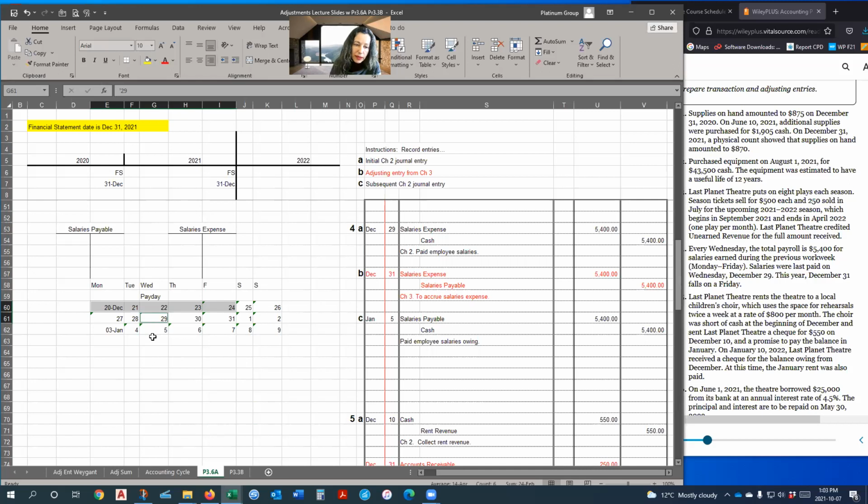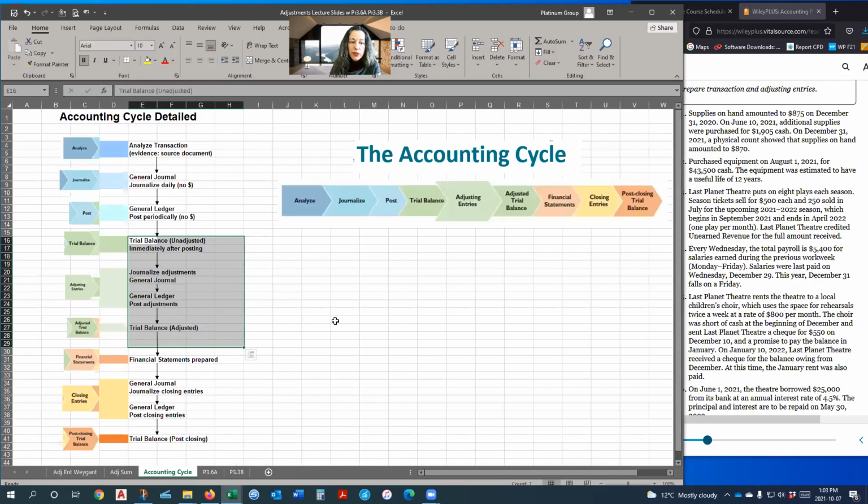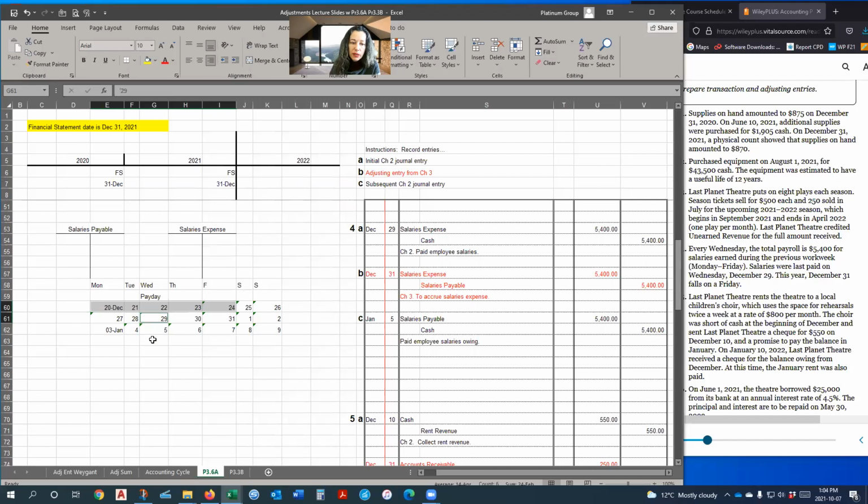Okay. If we go back to the accounting cycle, what's the first step in the accounting cycle? Well, analyzing the transaction. How do you know a transaction has occurred? Well, there's usually a source document. So when are we going to have the source document? We won't have a source document until January 5th, when they prepare the payroll. So we're going to have to add in or include these 5 days right here. We're going to have to accrue the salaries for these 5 days at December 31st.